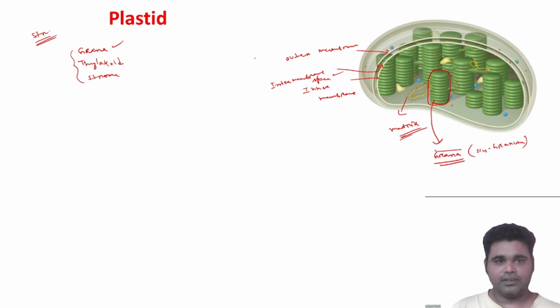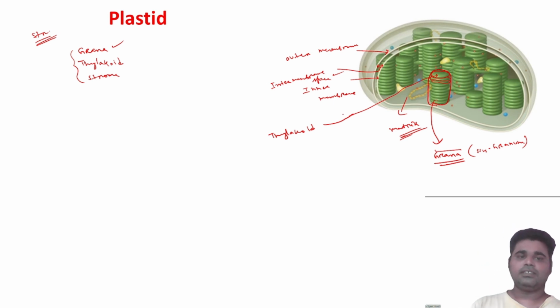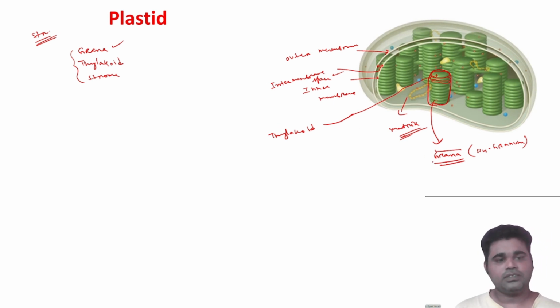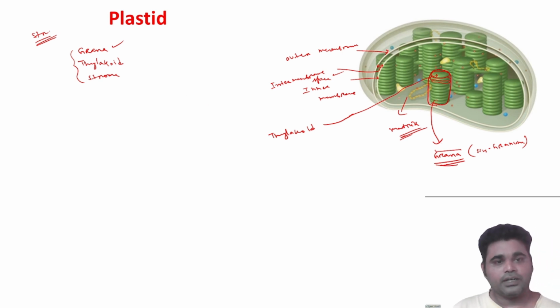So what is the thylakoid? Look at the structure of the grana. There are many stacked particles present, and each one is called a thylakoid. That means many thylakoids combine together to form the grana. So this is the thylakoid. What is the stroma? Stroma is the liquid part. Inside it, the gray part is called the stroma.